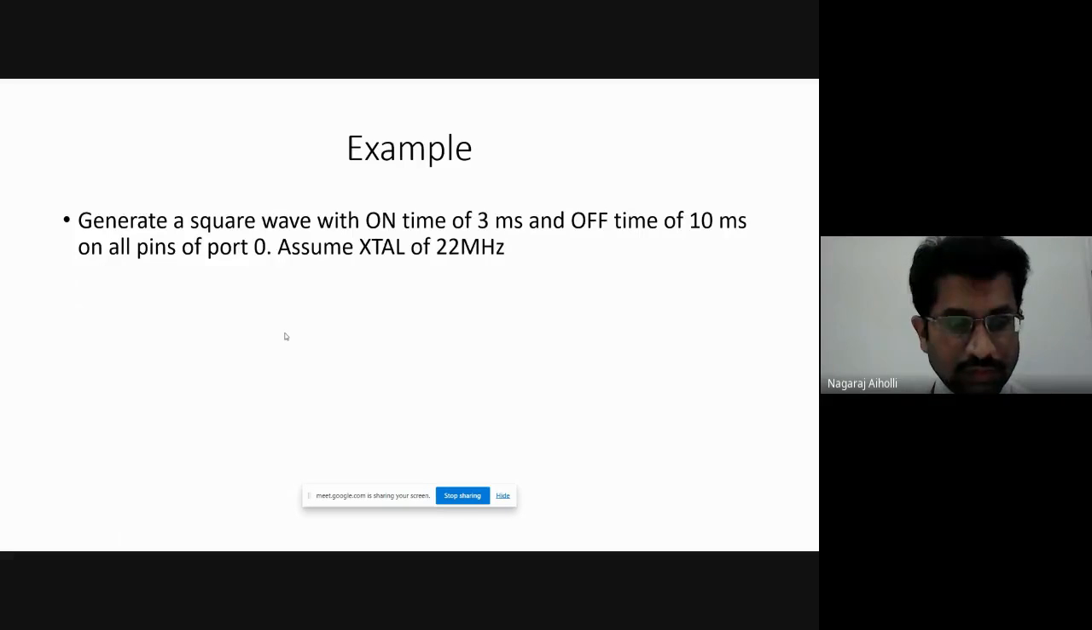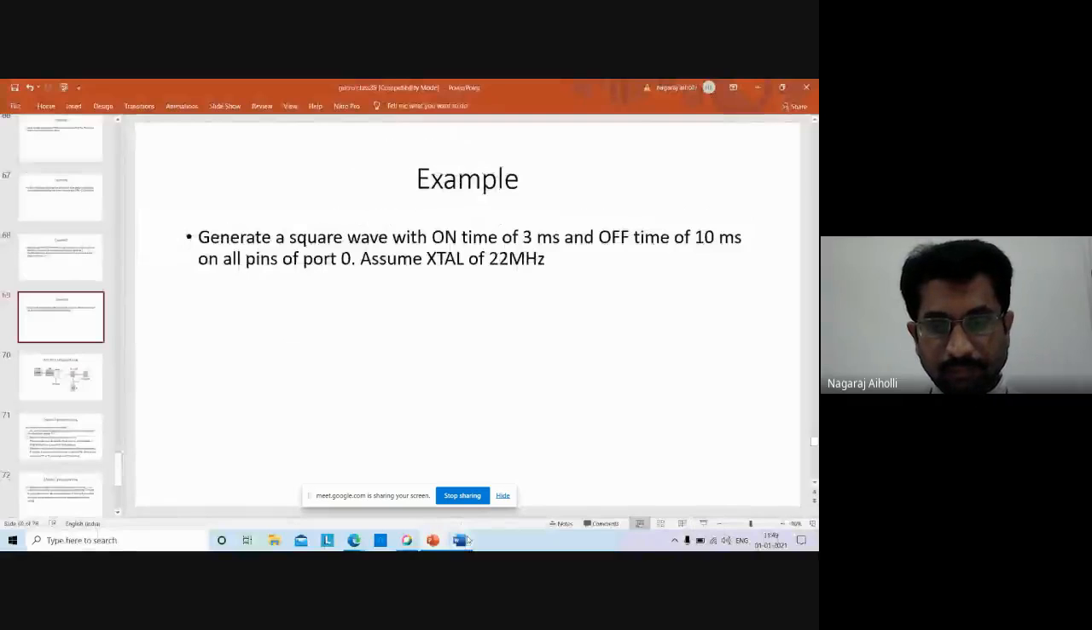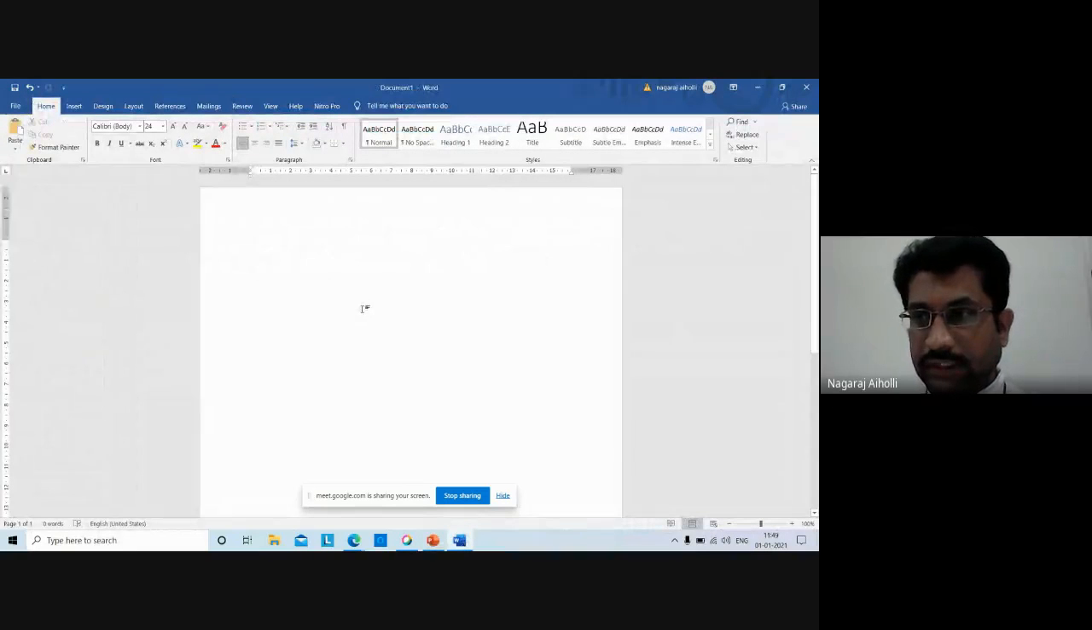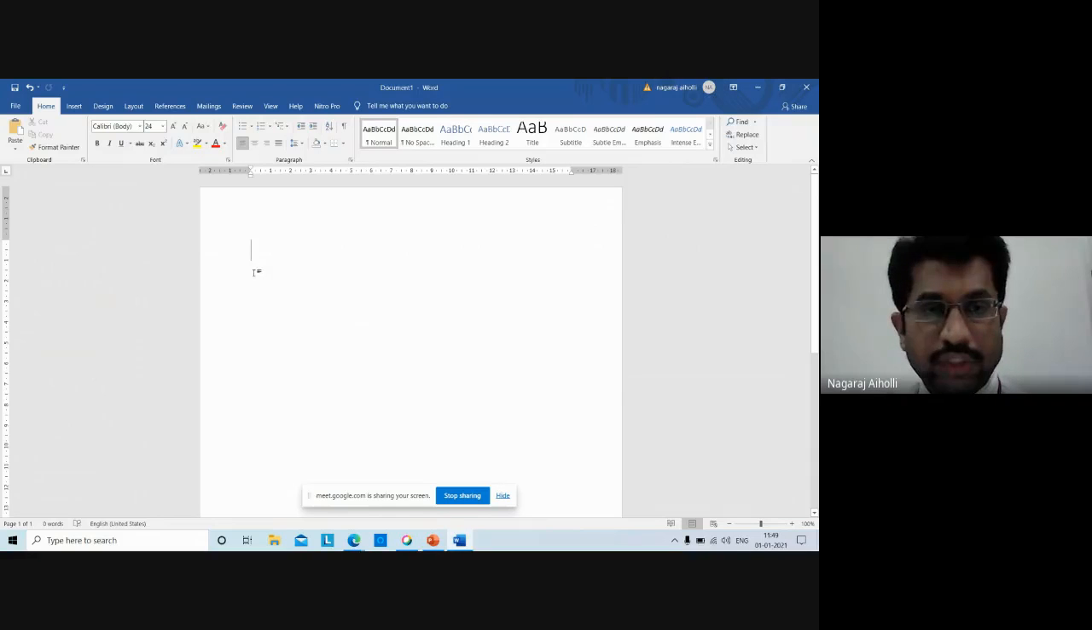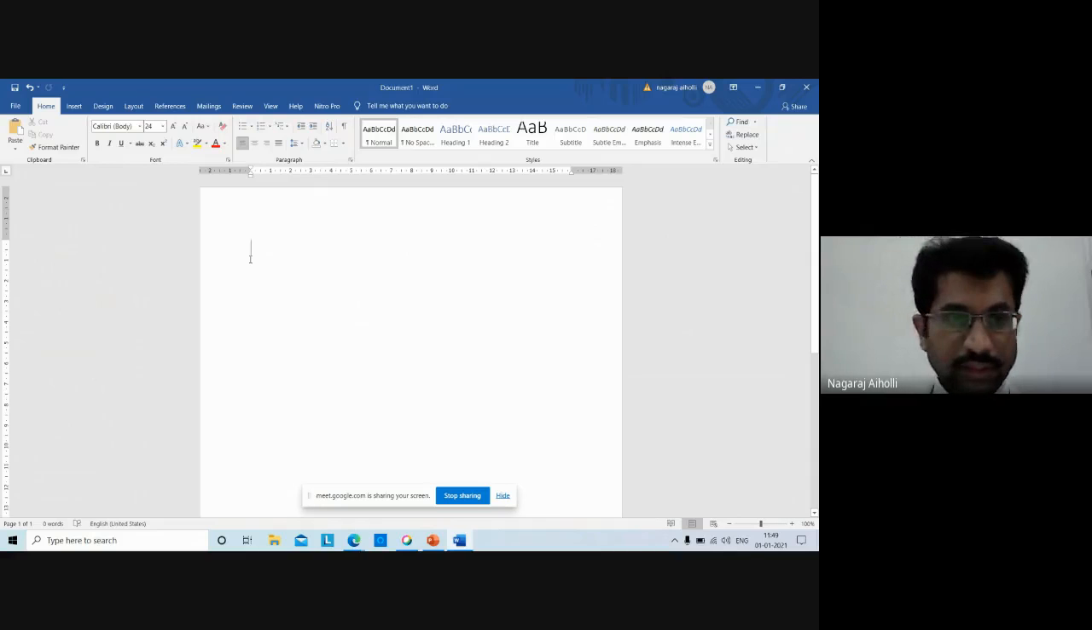I hope you have taken the statement, right? So what they are asking is that we have to generate a square wave, with on time 3 milliseconds and off time 10 milliseconds on all the pins of port 0, assuming crystal frequency equal to 22 megahertz. Now, before writing the program, we have to do certain calculations.